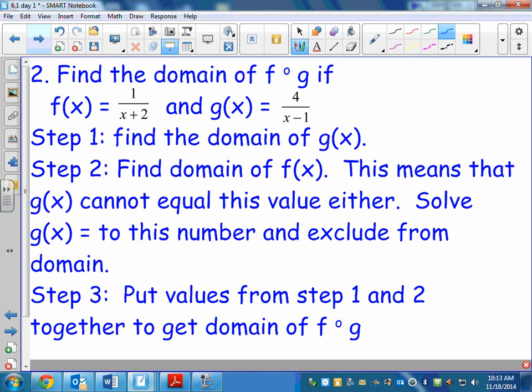Okay, so here are my steps on how to find the domain of f of g. And then we're going to do this. I left a blank slide here so we could work this out. And I'm going to double page it so we can see this.